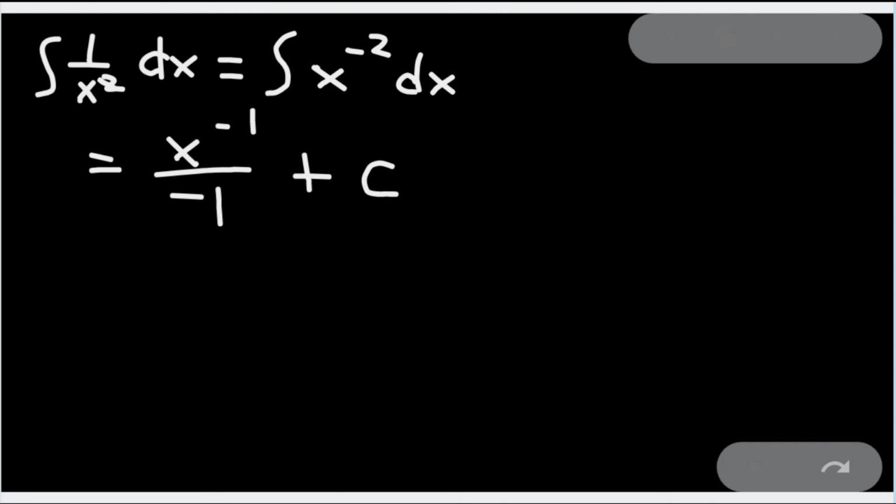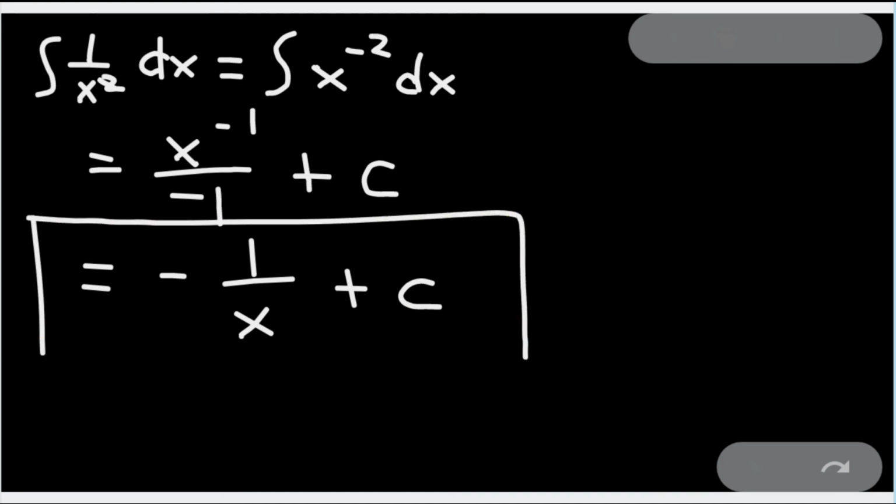So, since we have this answer, we can simplify it further. We can bring down x to the denominator to have a positive exponent. So, what we have is negative 1 over x, bringing down variable x into the denominator so that we have a positive exponent. Then, plus c. So, this is our final answer.